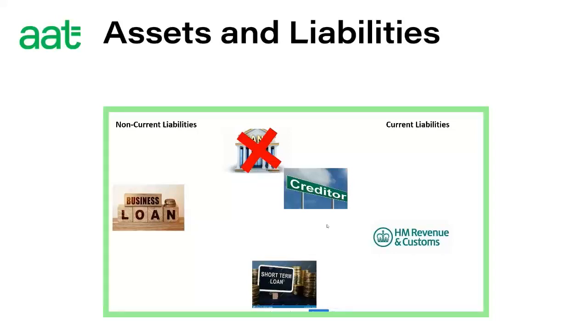Now with this one, and this is just as you go on with your studies, so I'm probably taking you on to level 3, level 4. When the business loan, say it's for 10 years, gets down to the final year, that will then move into current liabilities. So it's only long term until it gets to less than a year, then we move it over to current liabilities. So it's quite important that you're aware of that for when you move on with these studies.